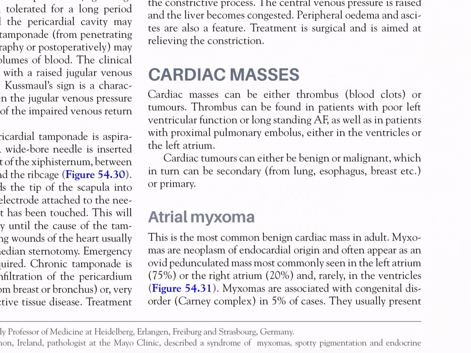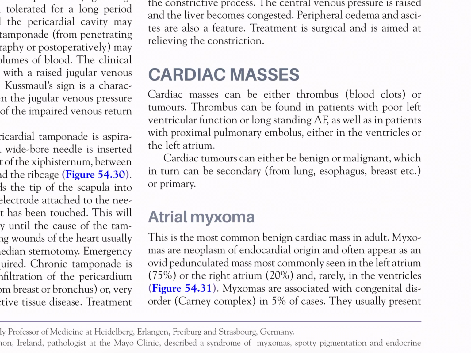Cardiac masses. Cardiac masses can be either thrombus, blood clots, or tumors. Thrombus can be found in patients with a poor left ventricular function or long-standing atrial fibrillation, as well as in patients with proximal pulmonary embolus, either in the ventricles or the left atrium. Cardiac tumors can be either benign or malignant, which in turn can be secondary from lung, esophagus, breast, etc., or primary. Atrial myxoma. This is the most common benign cardiac mass in adults.